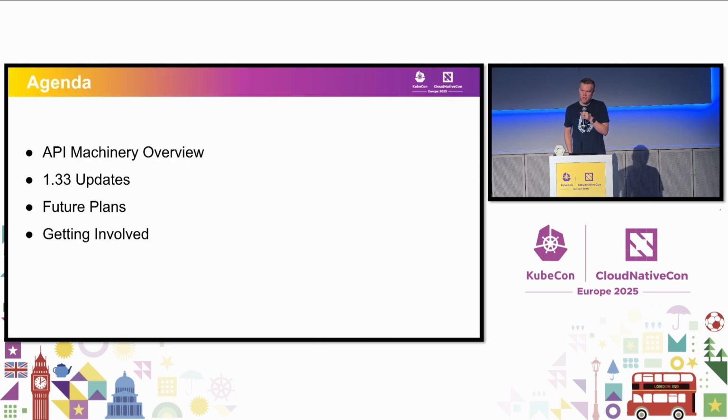So today's agenda is an intro level session for API Machinery. If you don't know what API Machinery is, we're going to spend some time going over that. Then we're going to go over the updates in the Kubernetes 1.33 release that we've been working on. And then we'll finish out talking about some future plans and how to get involved in the SIG.